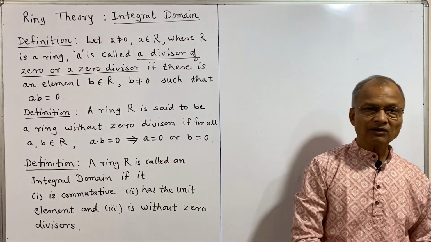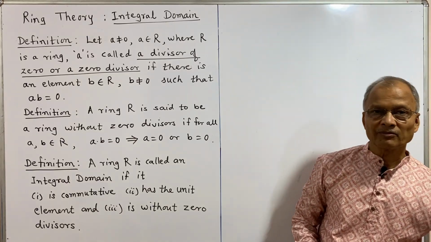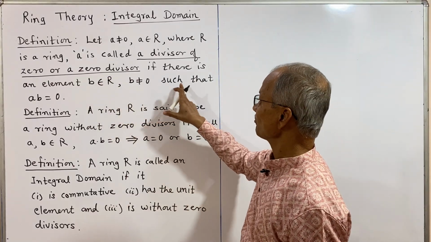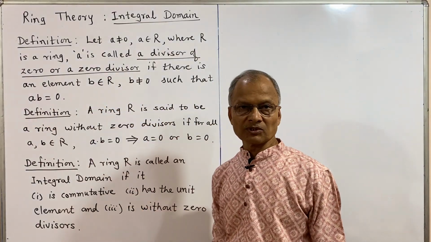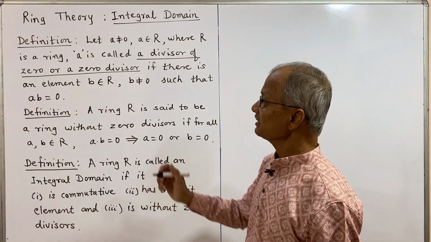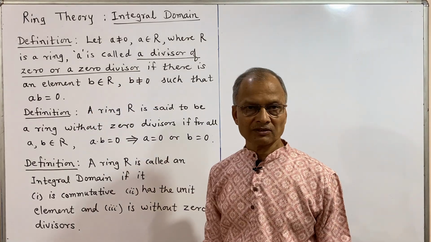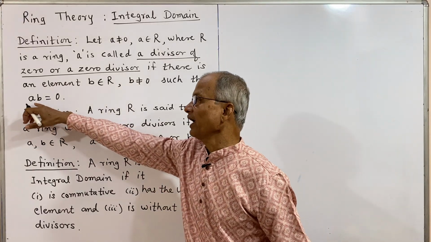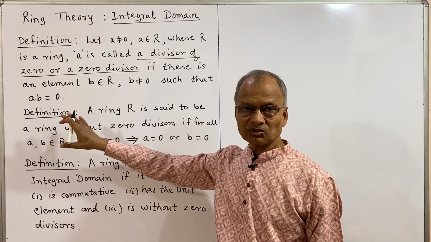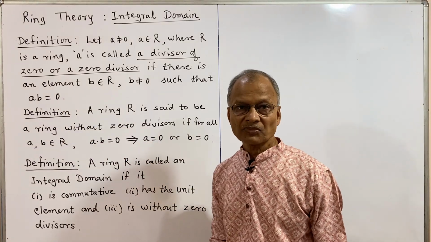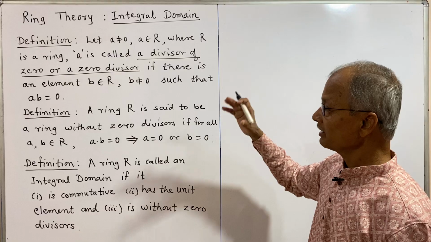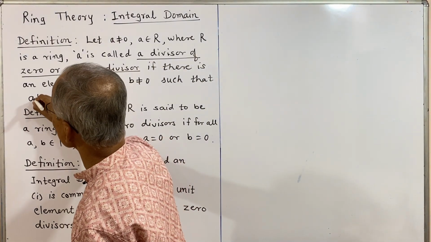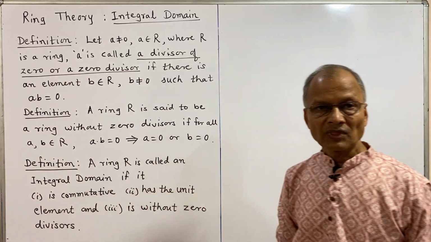So what is the meaning of this? There are two non-zero elements in the ring R. a is not 0, b is not 0, but a times b is equal to 0. Then we say a is a 0 divisor, also b is a 0 divisor or divisor of 0. There are two divisors of 0, a and b, which are non-zero, but their product is 0. So this is an unusual case, a dot b is 0.